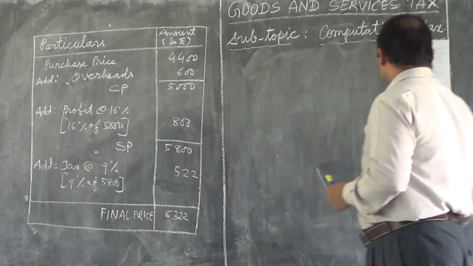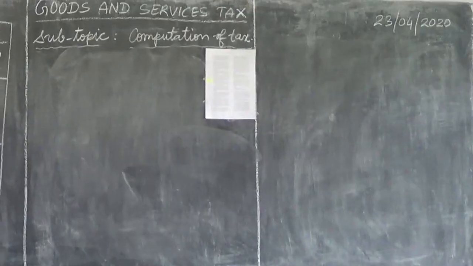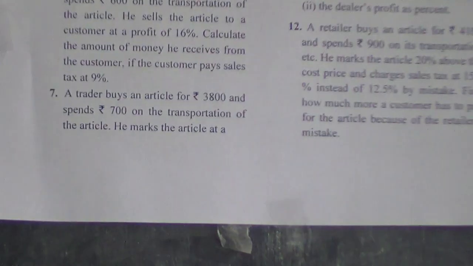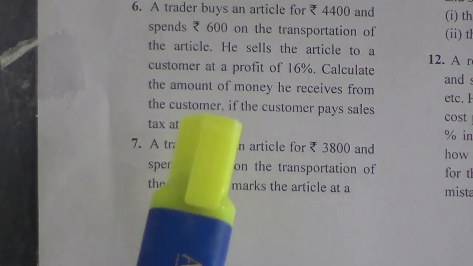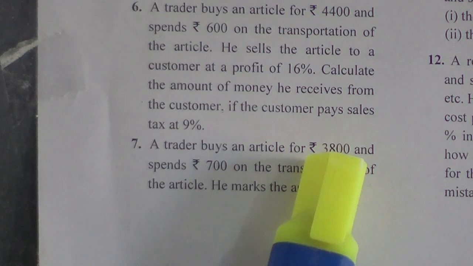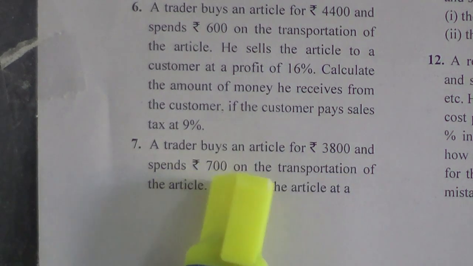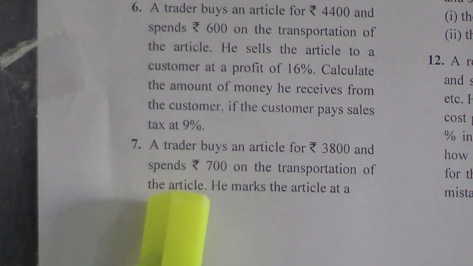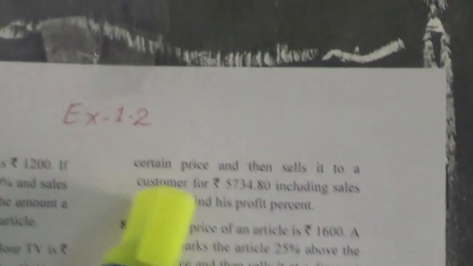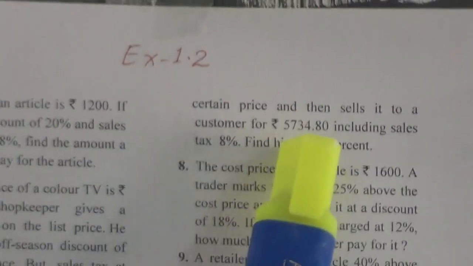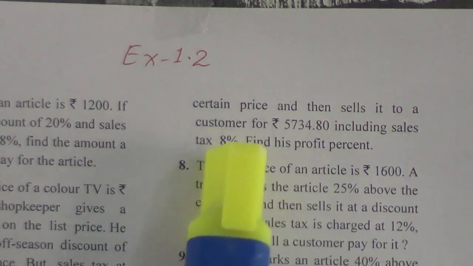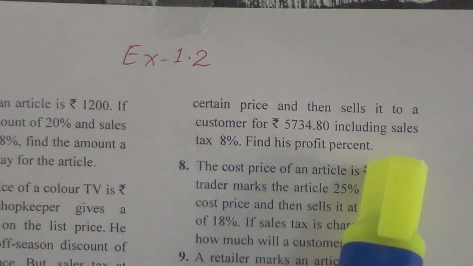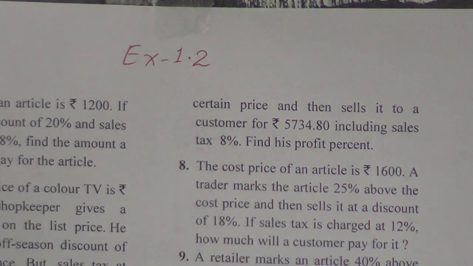Question number 7, you read children. Question number 7 says, a trader buys an article for rupees 3,800 and spends rupees 700 on the transportation of the article. He marks the article at a certain price and then sells it to a customer for rupees 5734.80, including sales tax at 8%. Find his profit percent.